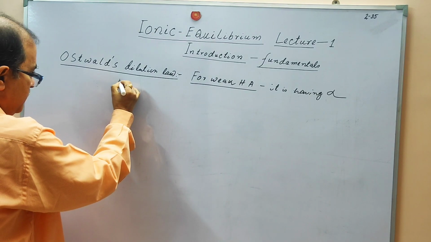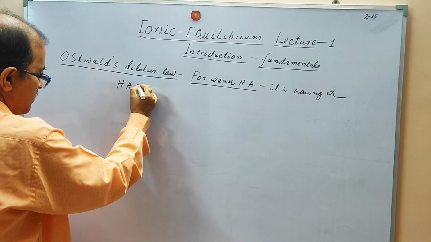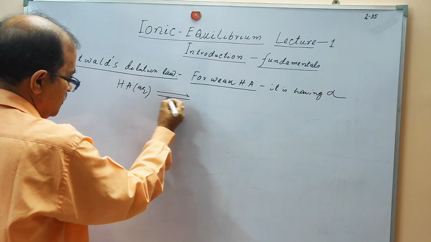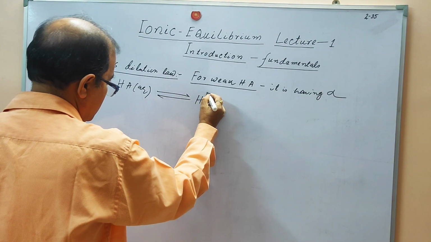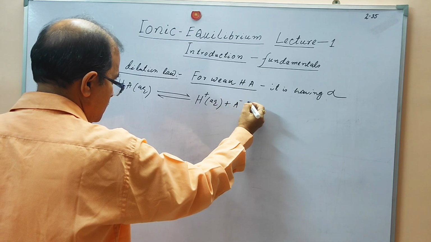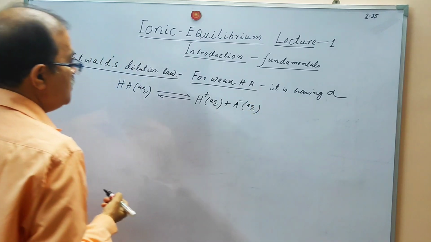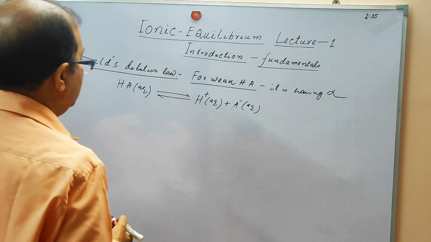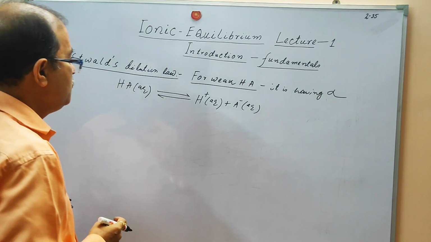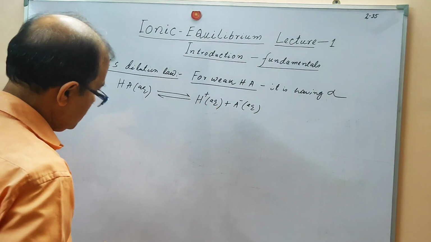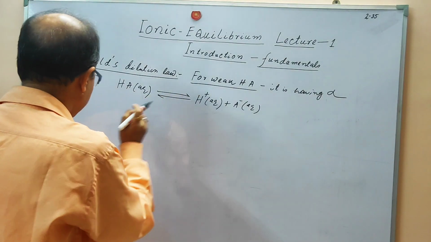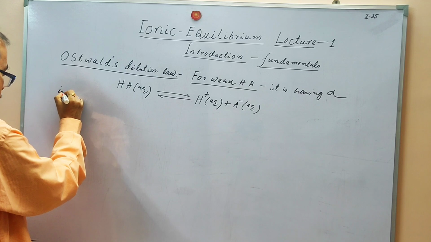So we can write HA aqueous. This is the equation of the dissociation of this weak acid, HA, a weak acid, and it will be converted into some ions, and some of it remains unionized.